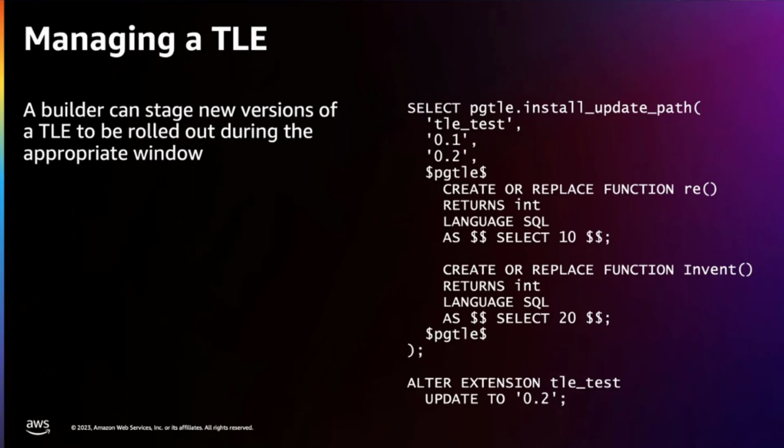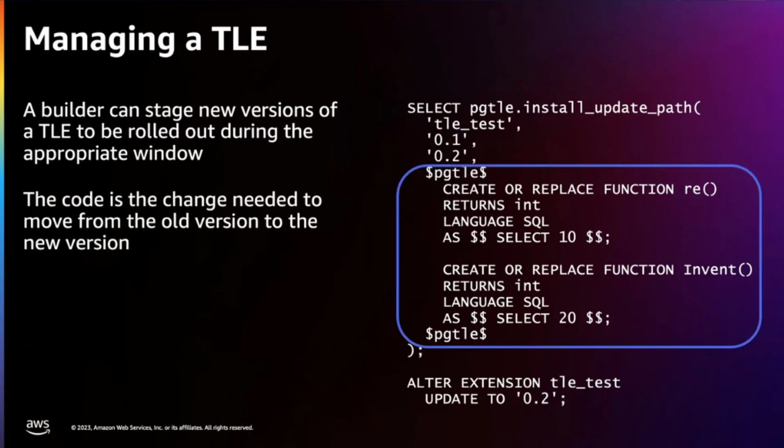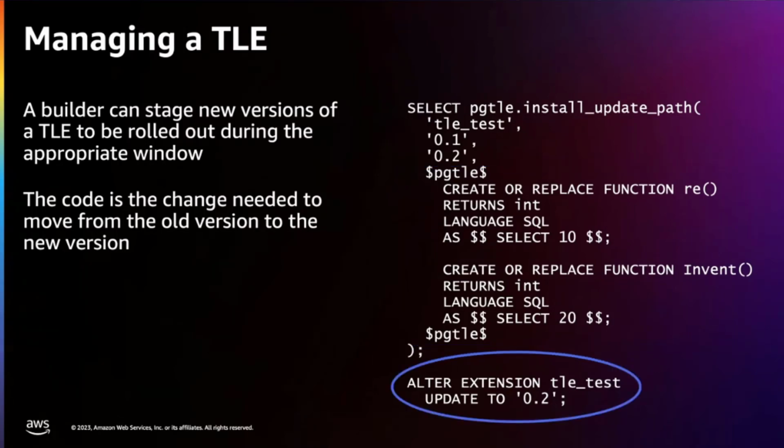So if you see in this example, we're saying that this is the way you upgrade from 0.1 to 0.2, and here are the new functions that we're going to add to replace the existing ones. Note that in this case, we're using create or replace function because these functions already exist within the Postgres database. We want to indicate that we want to overwrite the functions with this new code. Once this is installed, all you have to do is run alter extension TLE test update to 0.2.